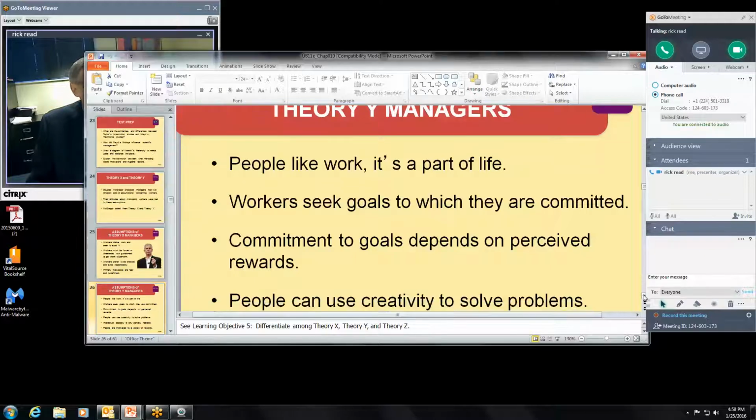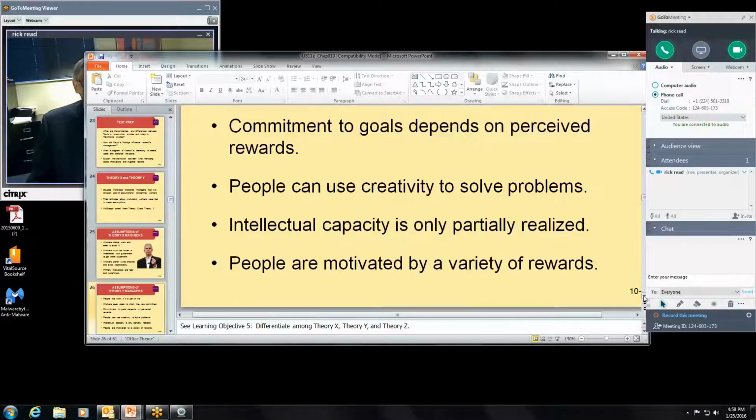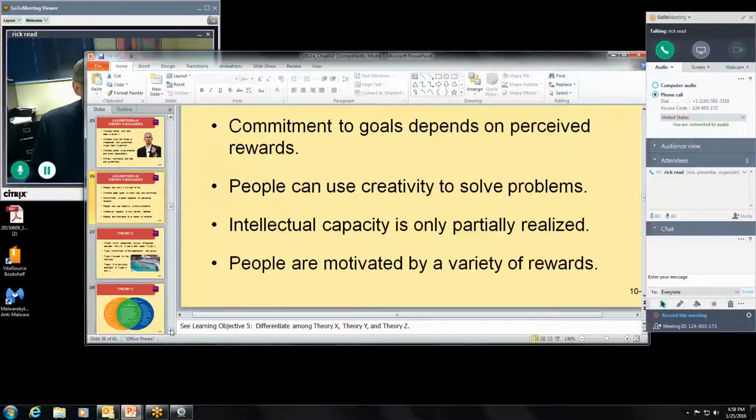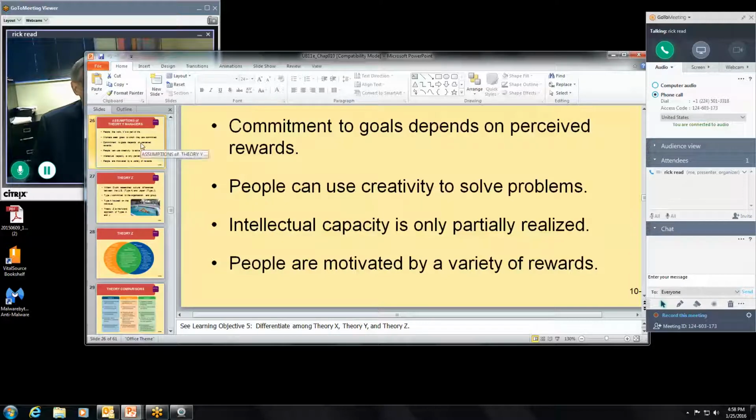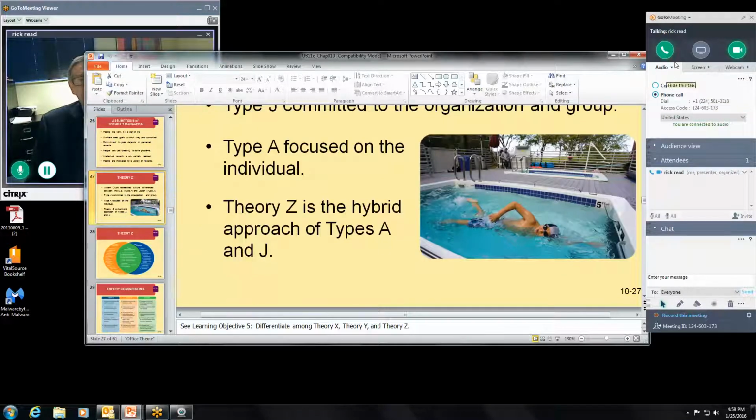And that last one is that people are motivated by a variety of rewards. So these two theories, theory X and theory Y, are really much different than what we would expect.